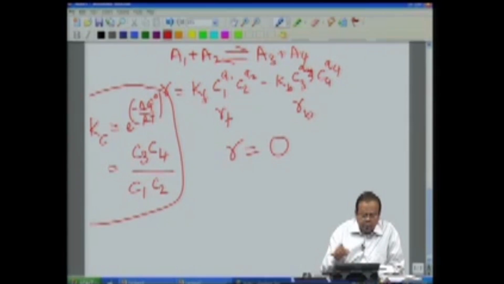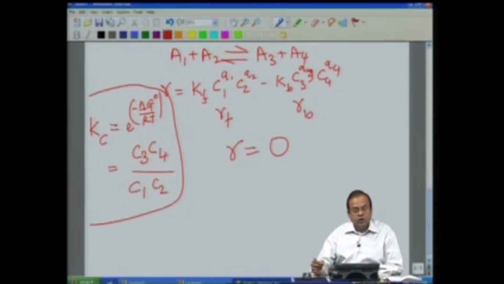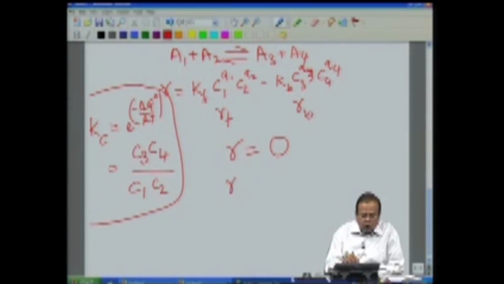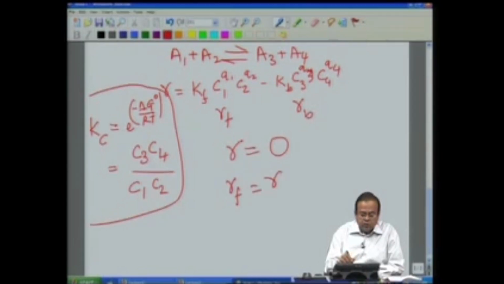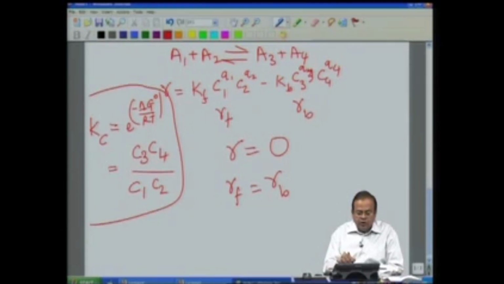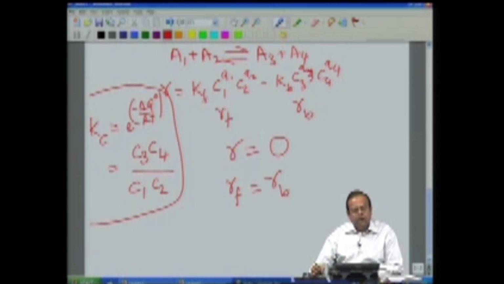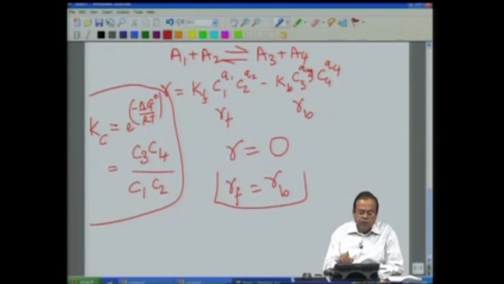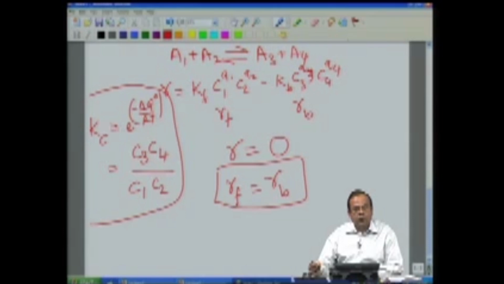At equilibrium, the net rate must then be 0. So the net rate is 0, or Rf is equal to Rb. Now, if we take this kinetic interpretation of equilibrium, I want to stress here that the condition of equilibrium is that the free energy change is 0. This is not the condition of equilibrium, this is a consequence of equilibrium.